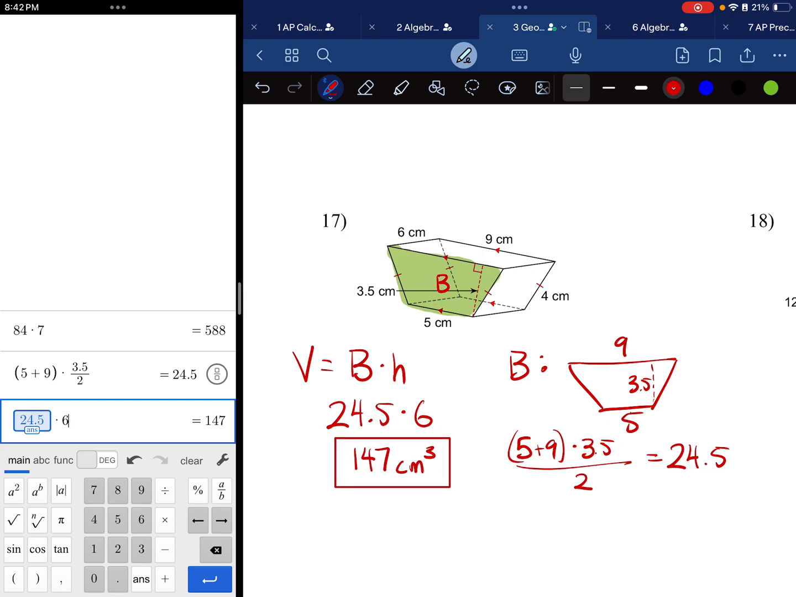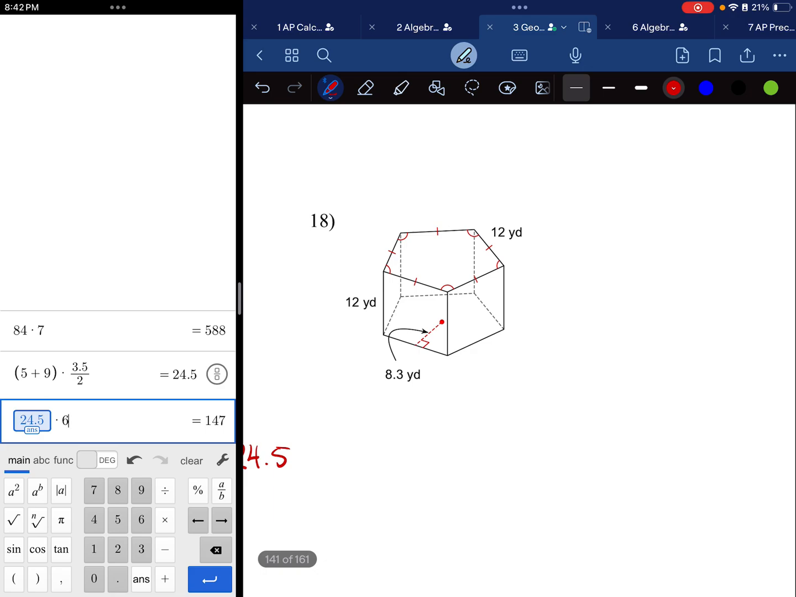All right. Moving on to number 18. Again, we need to figure out this base shape. So I'm going to, again, volume is always the same formula over and over. Volume is going to be base area times the height. So the base area is going to be a little bit hard to discuss, but we're going to do it.